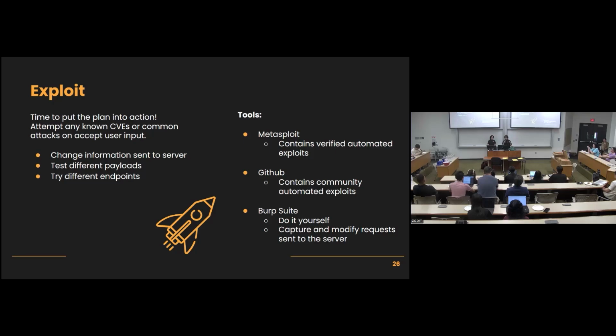This is mainly done when you're doing it manually. This is going to be done through Burp Suite or other ways of modifying your HTTP request. However, in the case that we do have a CVE, we can actually use software like Metasploit or GitHub to automate that process, as someone has made a script to basically run through that known vulnerability.